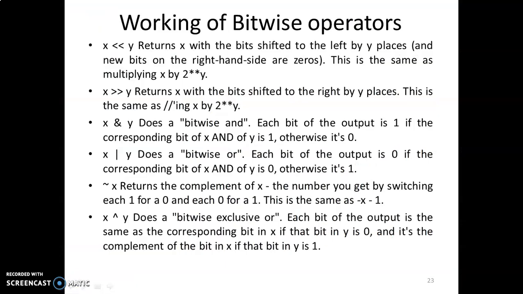Then I think we can now discuss more important operators, that is bitwise left shift and right shift. Just see how the left shift works. It is represented as X, two less-than symbols, Y. It returns X with the bits shifted to the left by Y places. In left shift, you shift the bits towards the left, and as many zeros as the number of bits you shift are added on the right side. A shorter way of remembering this is that it is the same as multiplying X by 2 raised to the power Y.